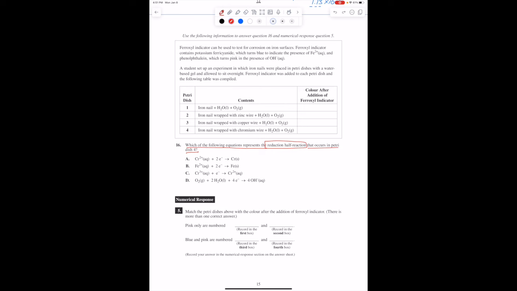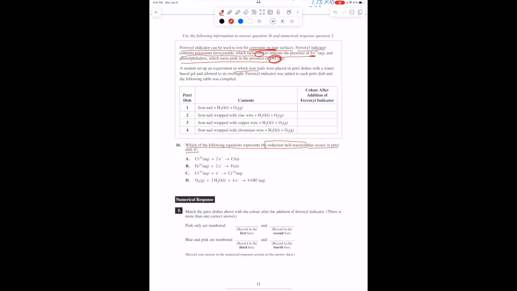So, ferroxyl indicator can be used to test for corrosion of iron. Okay, so iron rusting. That's one thing I'm seeing there. Ferroxyl indicator, and you might never have heard of ferroxyl indicator. Who cares? You just keep going. Contains potassium ferricyanide, which turns blue, that's probably important, to indicate the presence of iron 2. Okay, blue means iron 2. And phenolphthalein, which turns pink in the presence of hydroxide. You guys have dealt with that before.